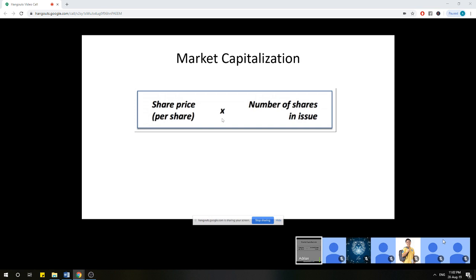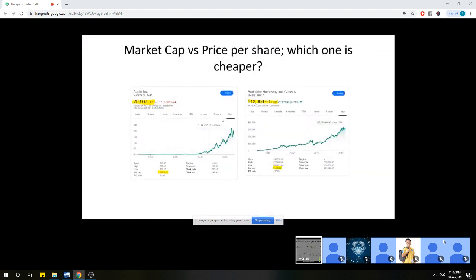I think a lot of so-called beginners don't know how to differentiate market cap versus price per share, and which one is cheaper. So over here, I have two examples for you. One is Apple, which has a 208 USD price per share, versus Berkshire Hathaway Class A, where one share is 312,000. So which one do you think is cheaper, this company?